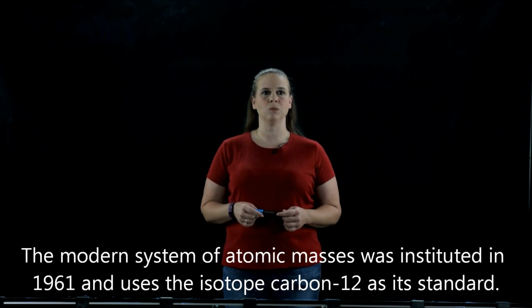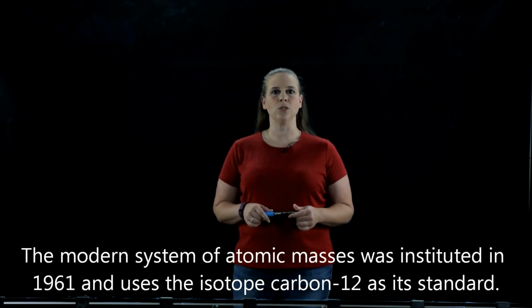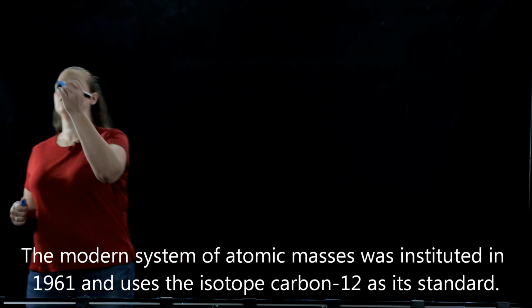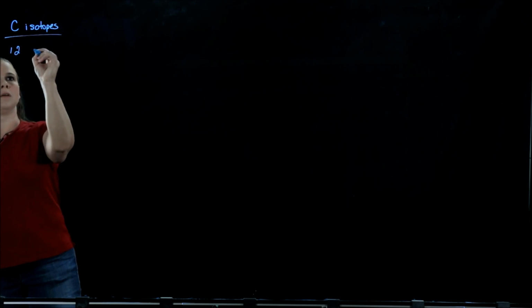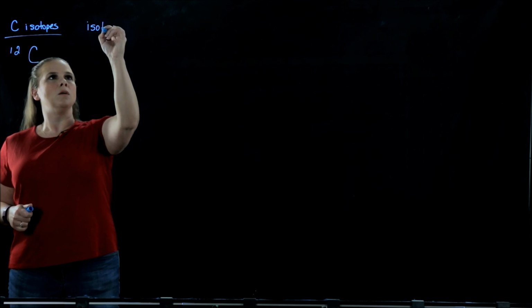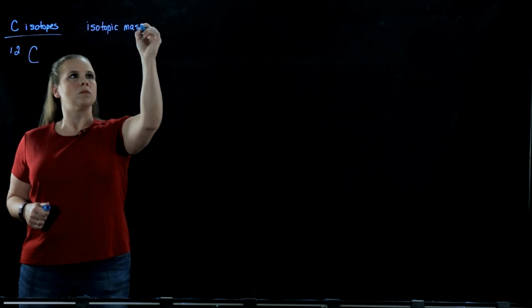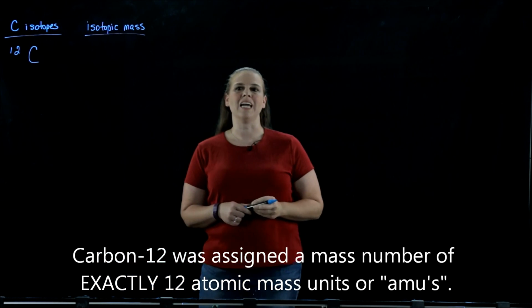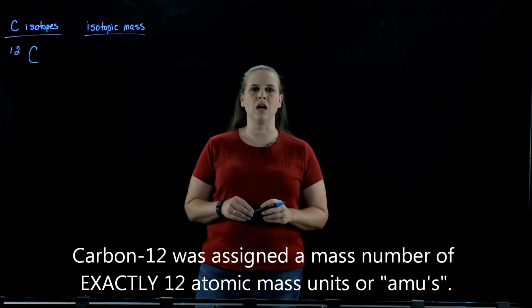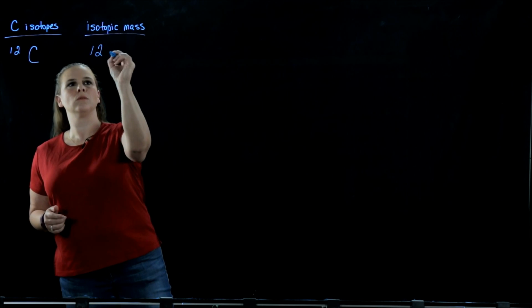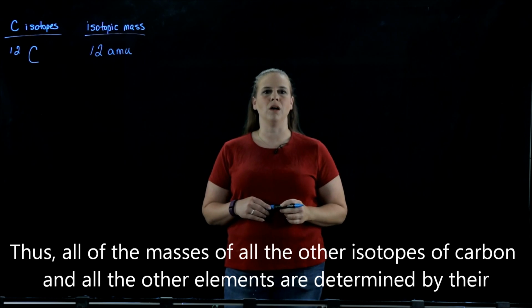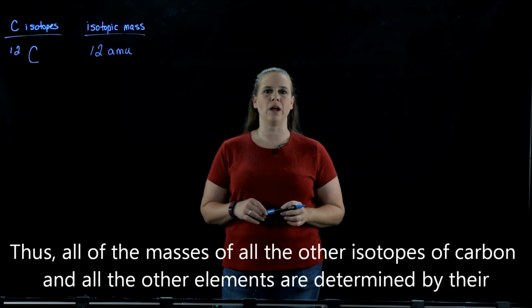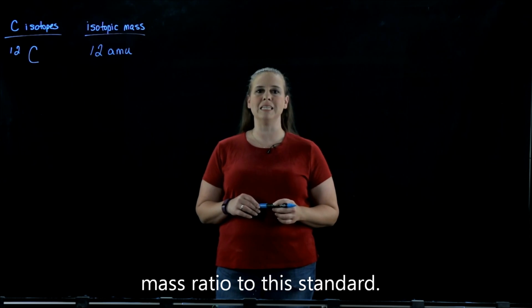The modern system of atomic masses was instituted in 1961 and uses the isotope carbon-12 as its standard. Carbon-12 was assigned a mass number of exactly 12 atomic mass units, or AMUs. Thus, the masses of all the other isotopes of carbon and all the other elements are determined by their mass ratio to this standard.